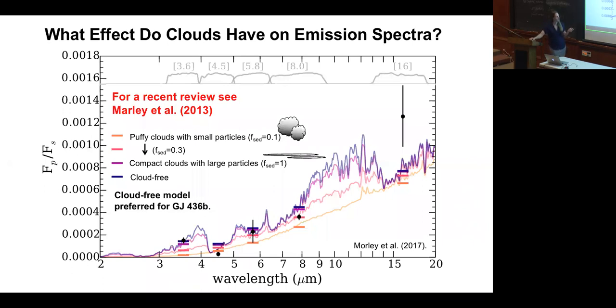And so here's just a view of how the shape of the spectrum changes as you add in those clouds. You can see when the clouds are these compact big particles, they're deeper down, they don't really change the shape of the spectrum much at all. So this dark blue is cloud-free, and then this purple is this sort of flat cloud deck. But as you make the clouds puffier and mix them higher up into the atmosphere, you start to move towards something which looks like this orange model. So to zeroth order, the effect of clouds in all these models is to suppress features in the spectrum.